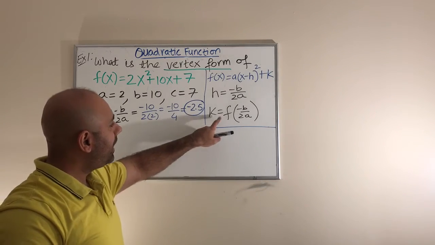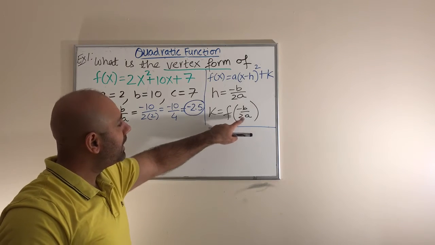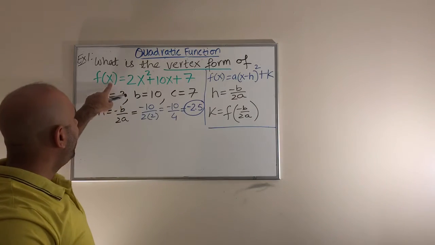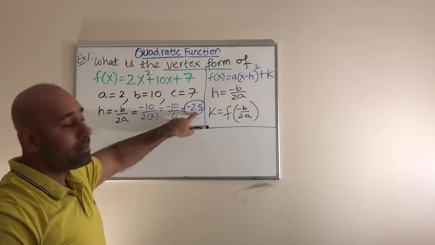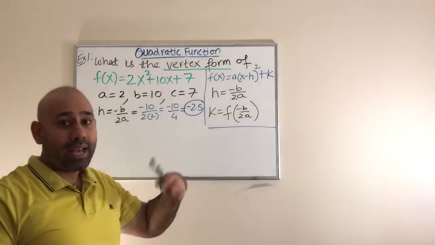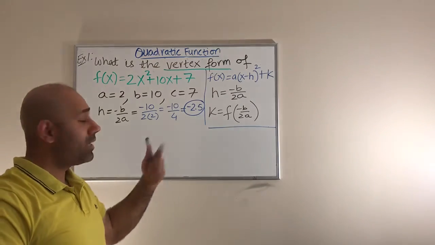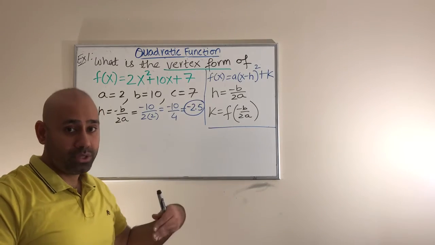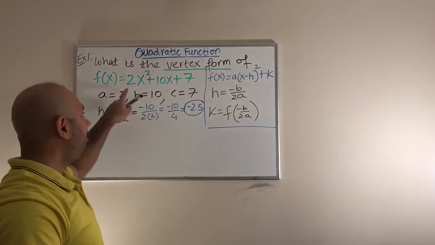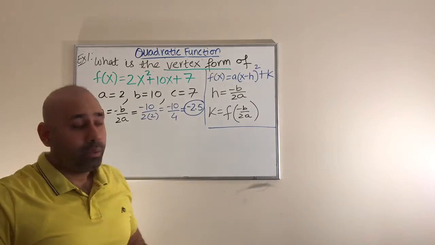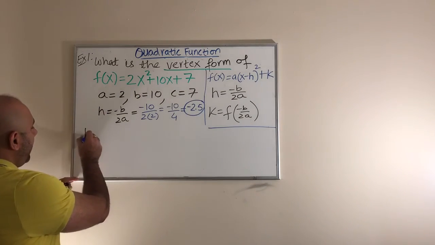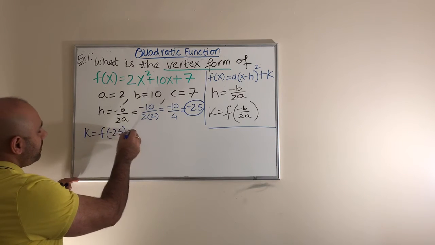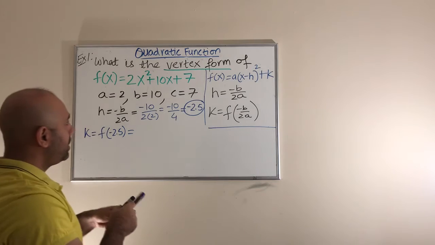To find the value of k, evaluate that function at the h value. So this is my function, and my x value is negative 2.5, right? Because we know that h is the x coordinate of the vertex, and we're trying to find the y coordinate of the vertex. So you simply have to substitute the x value in the original function and solve for the corresponding y value.